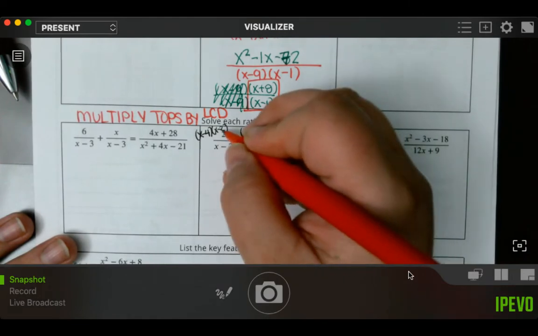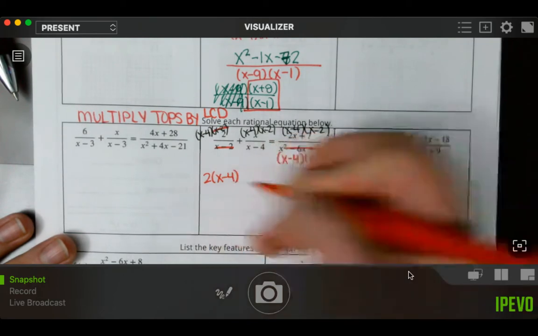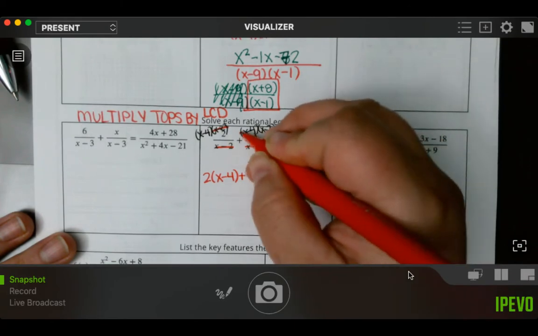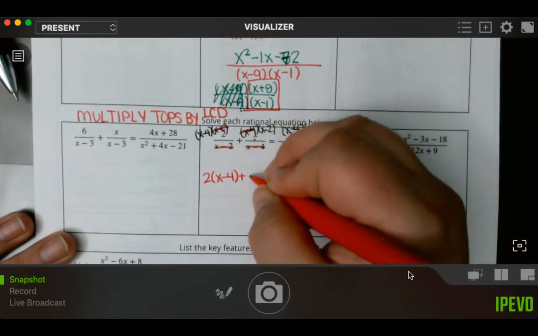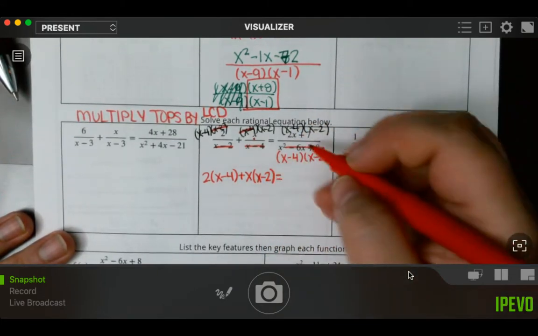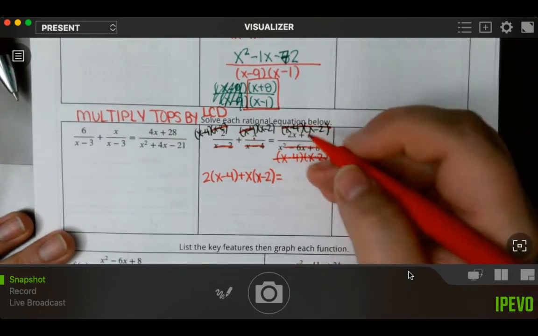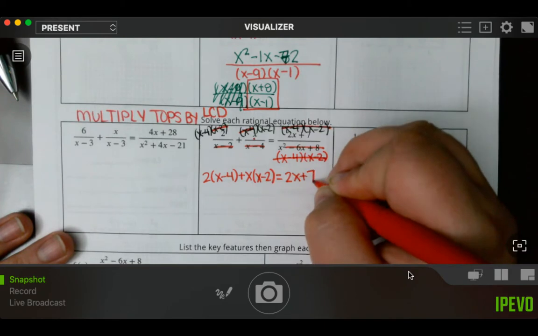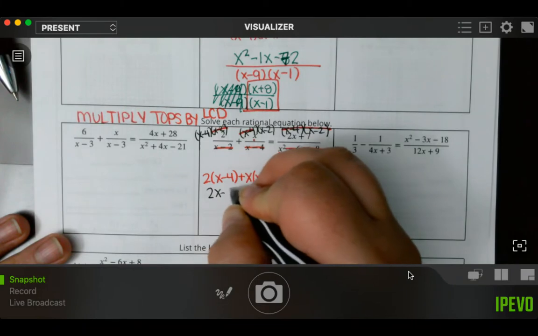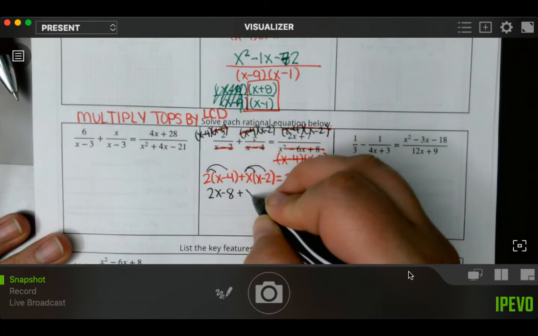Now, here's the cool thing that happens. On this first one, the x minus 2's cancel, so I just have 2x minus 4. Then I have my plus sign, and my x minus 4's cancel, so I have x times the x minus 2. And over here, the whole thing's on the bottom, so that all cancels, and I just have that 2x plus 7 that was already there. Then I got to distribute. That's going to become 2x minus 8. This one's going to become x squared minus 2x.